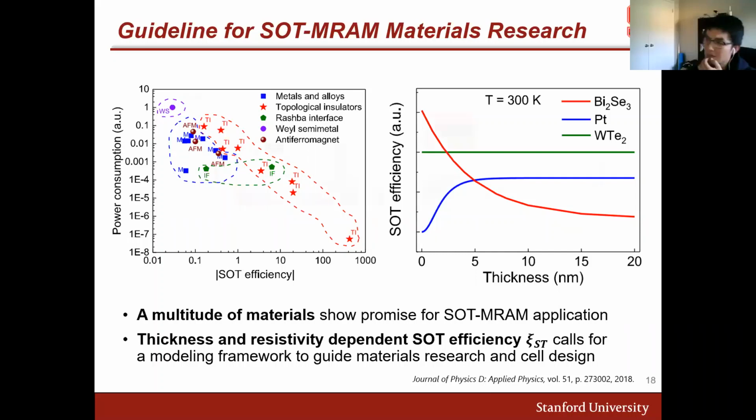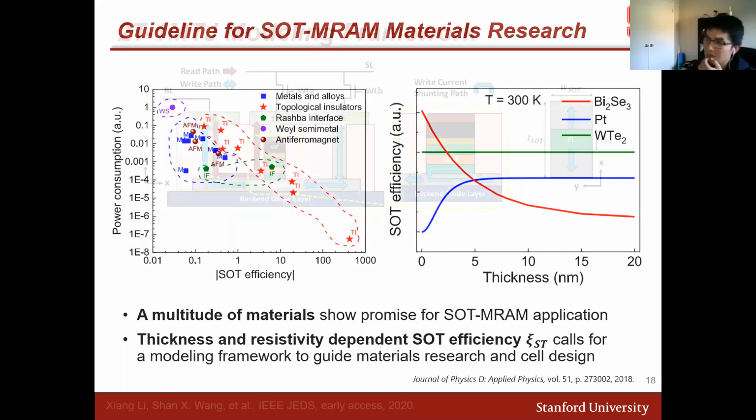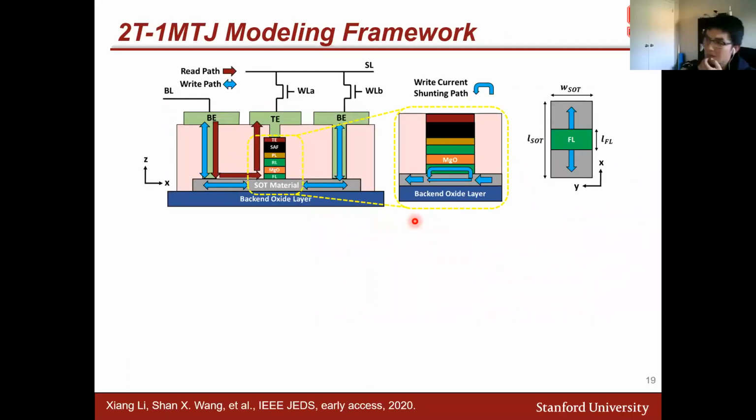So in this one, we propose this two transistor, one magnetic tunnel junction modeling framework. The main purpose here is that SOT is very different from STT and voltage control because it's a 3-terminal device. We need to pass a current along this bottom SOT channel to write. And also we need another separate transistor to read it. So there are 2 transistors in this case.